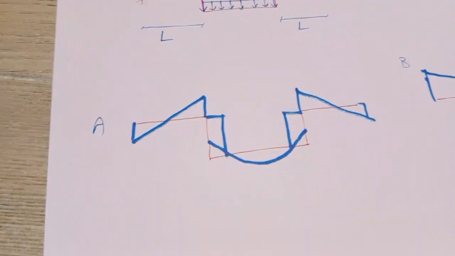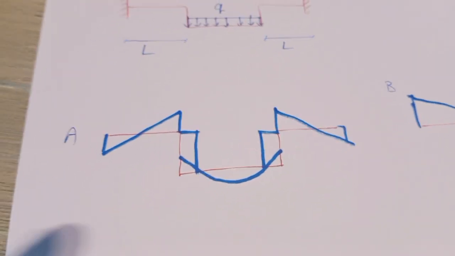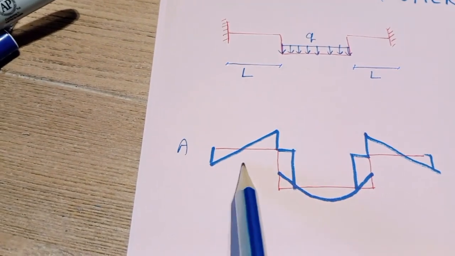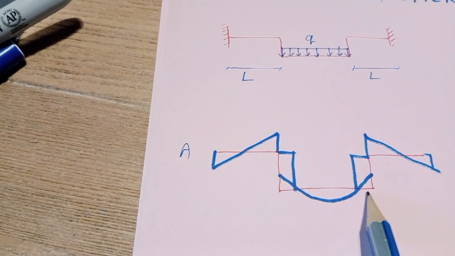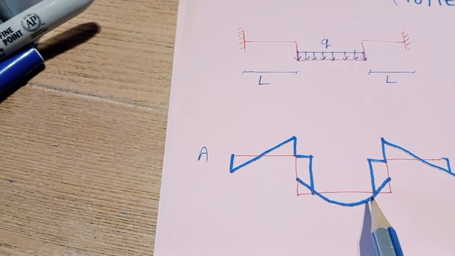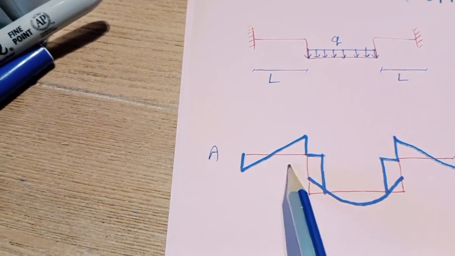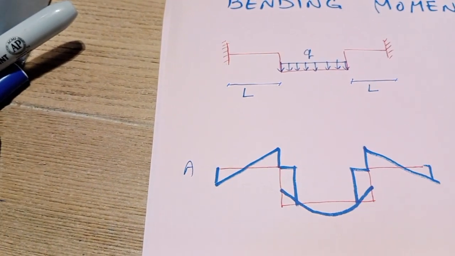So first answer is like this. So definitely for the mid part here, the answer is correct. It is just positive at the bottom and negative at two ends. So we're going to challenge the parts at two ends. Definitely it will be symmetric because the structure is symmetric, loading is symmetric, and everything should be symmetric.